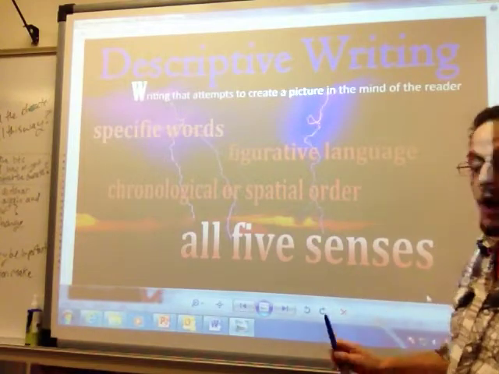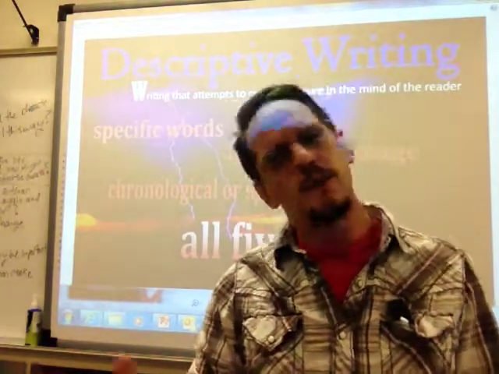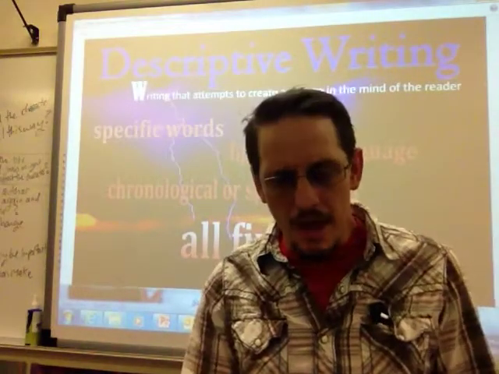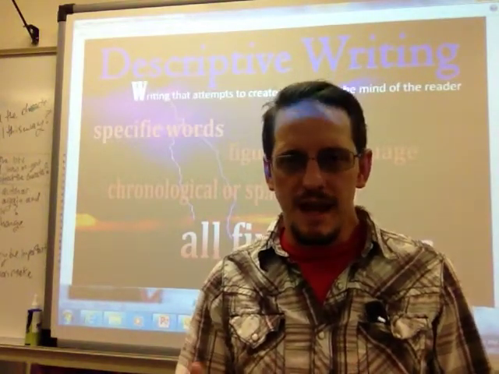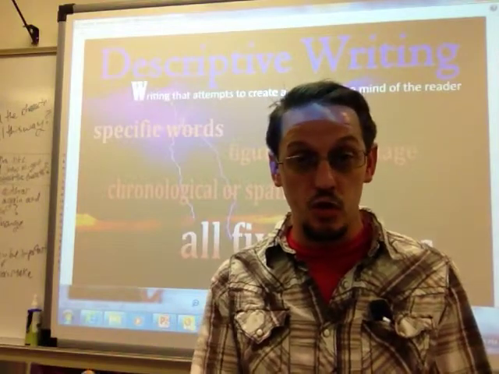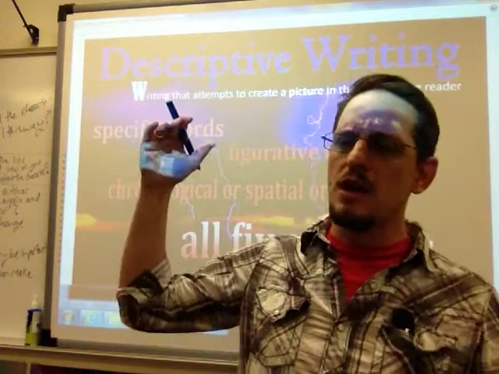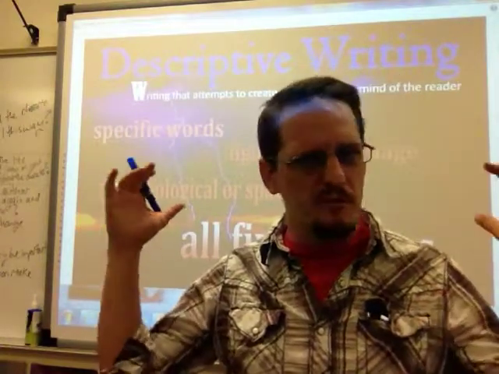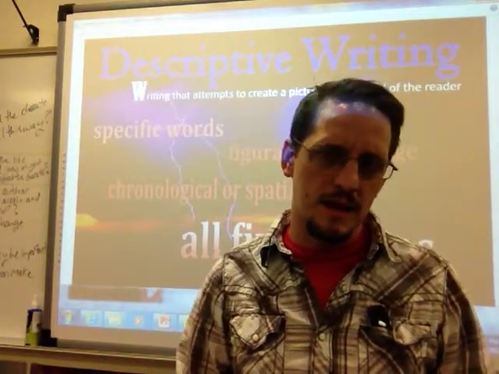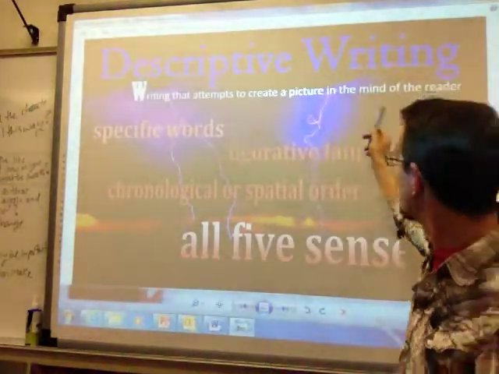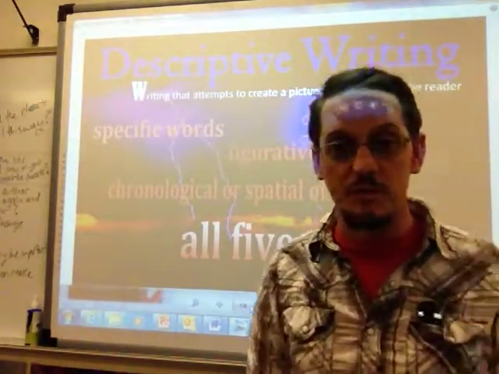Okay? And we also want to use all five senses. Well, as long as it makes sense. You want to use senses of smell and touch and taste and hearing. So as we've described our storm in class, we've described how the rain smelled and how the hail sounded like a hail of bullets as it hit our windows. And that all begins to create a picture in the mind of the reader, and that is what descriptive writing is all about.